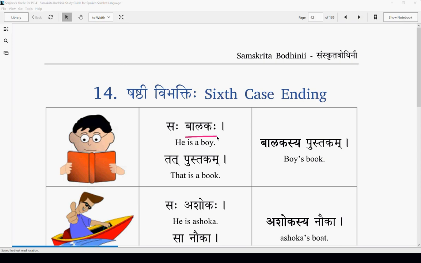So Balakaha is the first declension, Prathama vibhakti ekavachanam. Pustakam is Prathama vibhakti ekavachanam. In the picture we see a boy, Balakaha, and also the book, Pustakam. Now the book belongs to the boy. So there is a relationship between the book and the boy. The book belongs to the boy, or boy's book. We want to say boy's book.